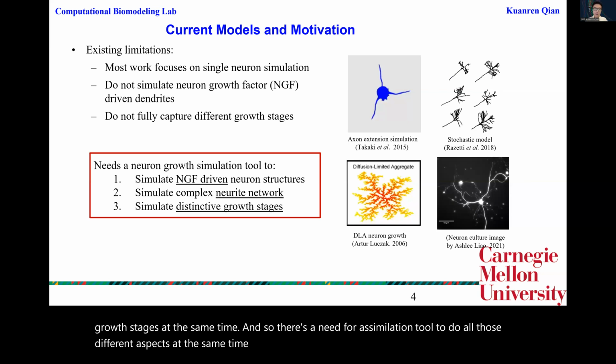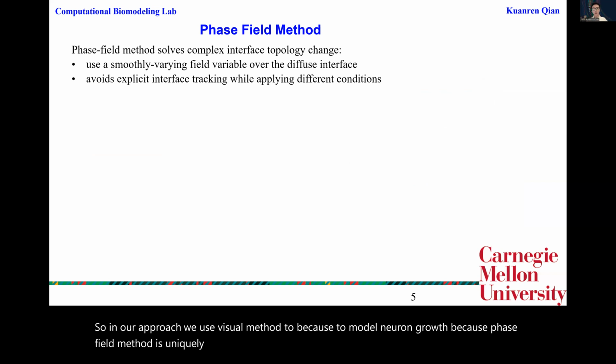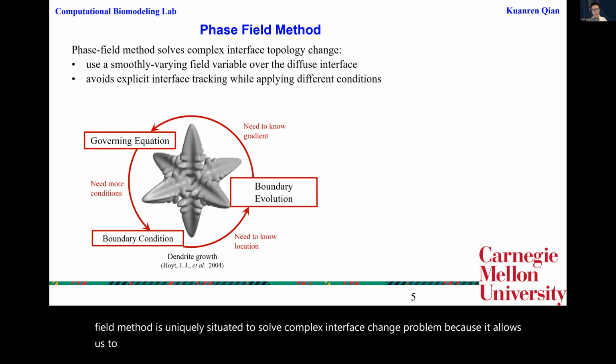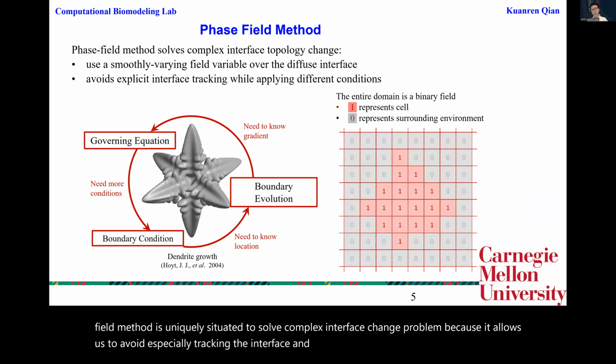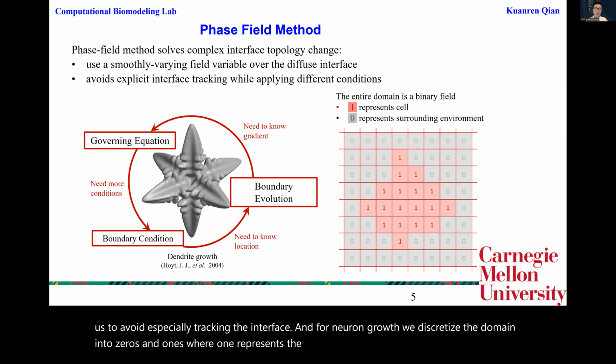So in our approach, we use the phase field method to model neuron growth, because the phase field method is uniquely suited to solve complex interface change problems because it allows us to avoid explicitly tracking the interface. And for neuron growth, we discretize the domain into zeros and ones, where one represents the cell and zero represents the surrounding environment.